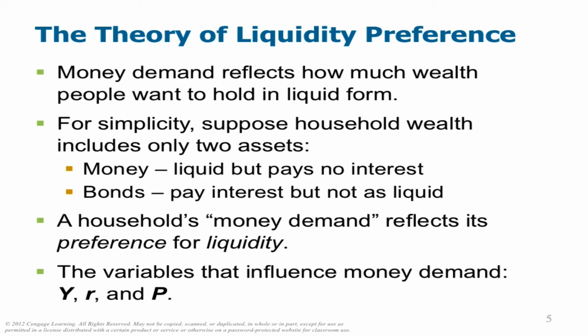All right, so the variables that affect or influence money demand, what are those variables? I can read Y, R, and P, but what are they? Y is GDP. R is interest rate. P is price level.